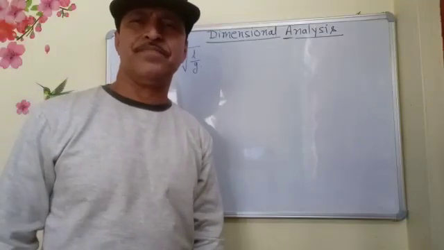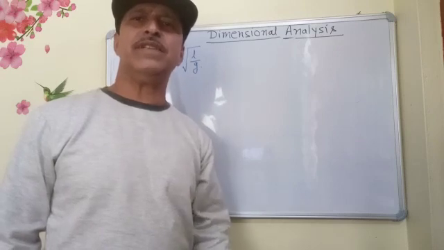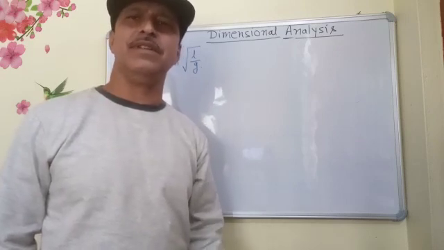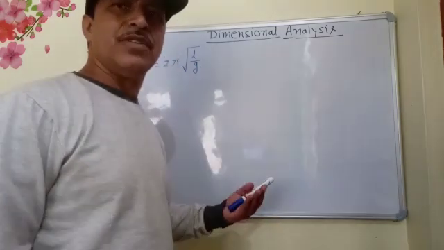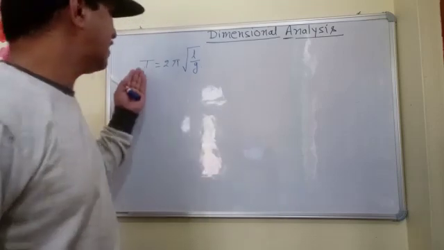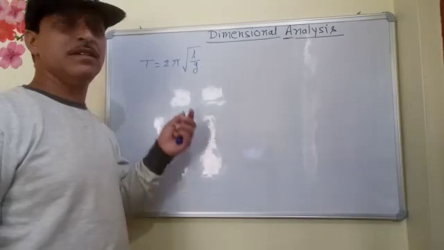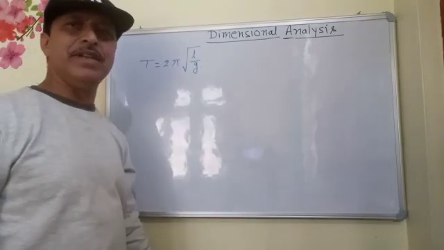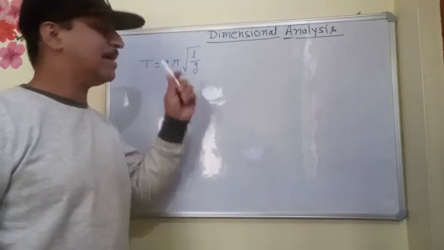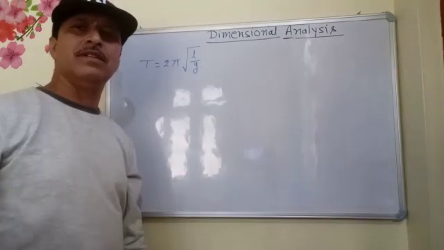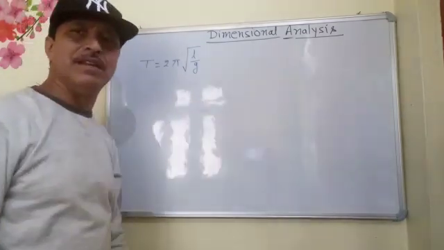Welcome back, dear students. Let us now quickly take some more examples in which we will check the correctness of a given equation using dimensional analysis. Let us as first example take this equation T equal to 2 pi into square root of L upon g, where T is the time period of the pendulum, L is the length of pendulum, and g is the acceleration due to gravity. Let us see whether this equation for the time period is correct dimensionally or not.